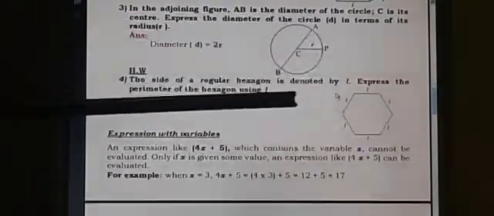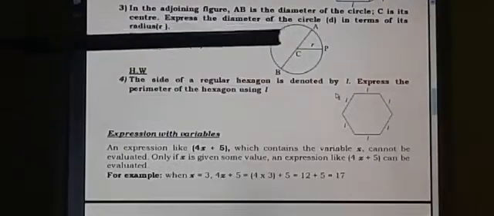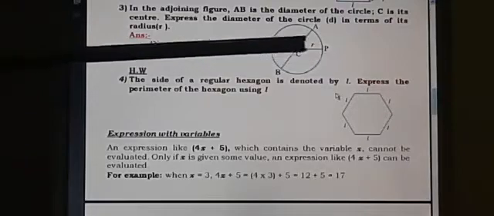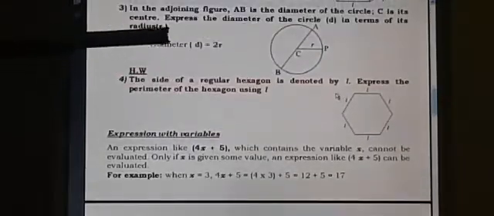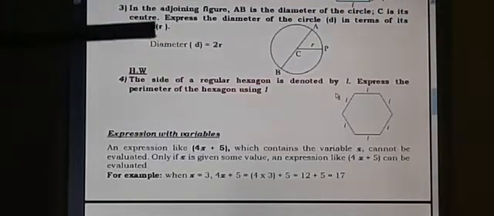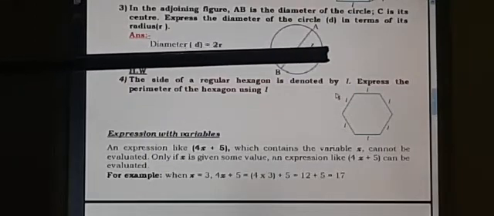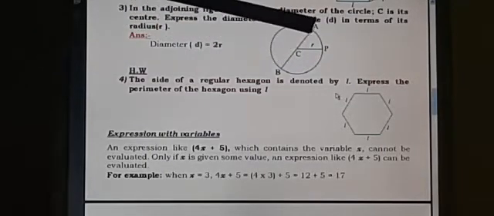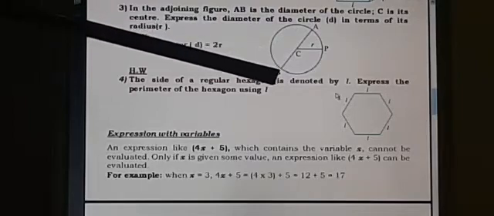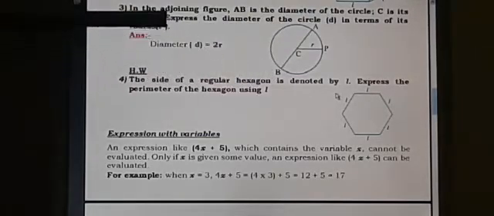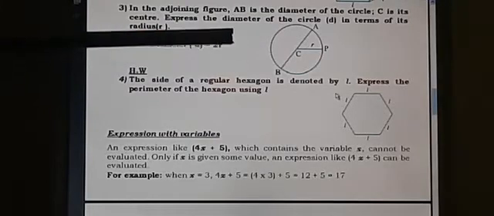Next, in the adjoining figure, they have given a circle. In that circle, AB is the diameter and CP is a radius. What we have to express is the diameter of a circle in terms of its radius. From here to here is the radius, as I told you. Then C to A is also a radius, and C to B is also a radius. So 2 radii will become a diameter. So diameter d equals 2r.